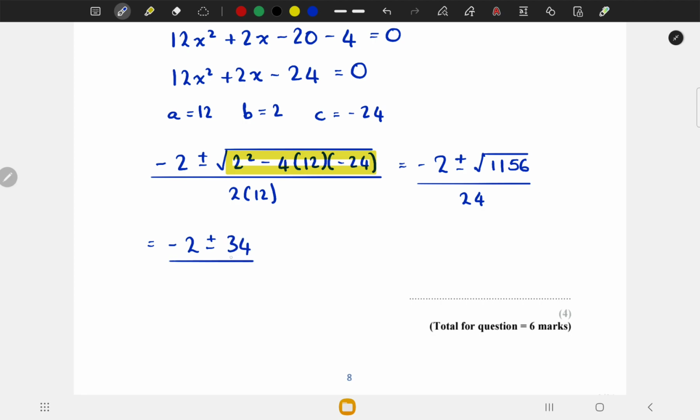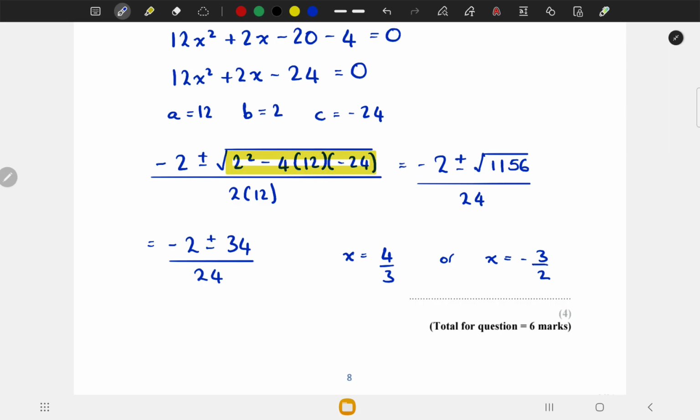Now the reason I'm writing the plus and minus, remember we're going to be getting two solutions whenever you're dealing with a quadratic. And so I'm going to do negative 2 plus 34, then divide it by 24, and negative 2 minus 34 and divide it by 24. Upon doing that, I will find my two solutions. X is 4 over 3, or X is negative 3 over 2.